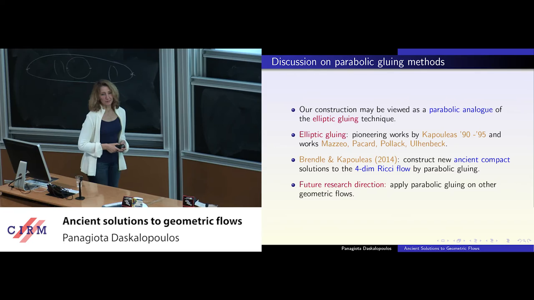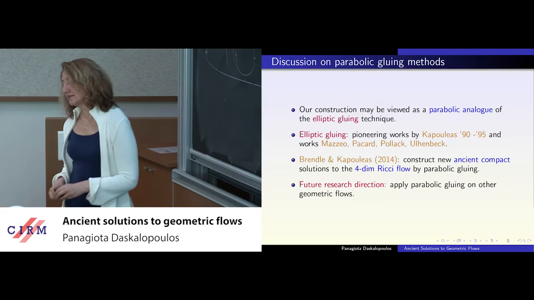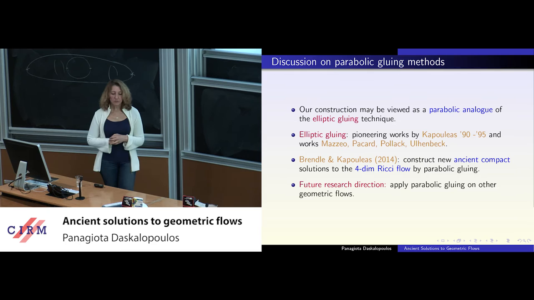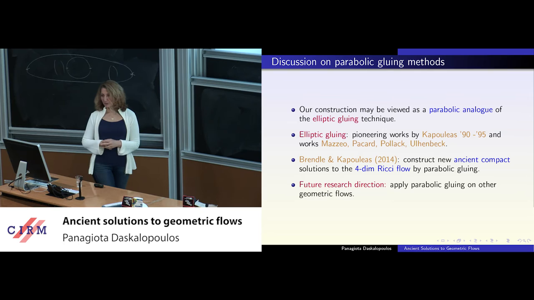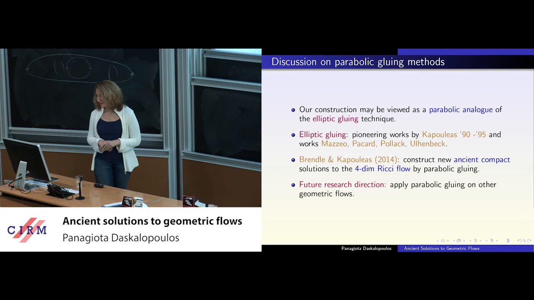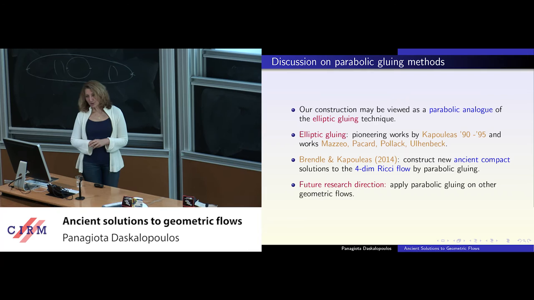And of course, Manuel is one of our experts here. And in the geometric setting, elliptic gluing techniques were first done by Kapouleas and then later by many people. And so what we showed there is how to do gluing in the parabolic setting. And there is work of Brendle and Kapouleas where, with different methods, they construct ancient compact solutions to the 4D Ricci flow, with something that is not like ours, and I have to read it. I haven't read it carefully, I must say. So anyway, this is the story.